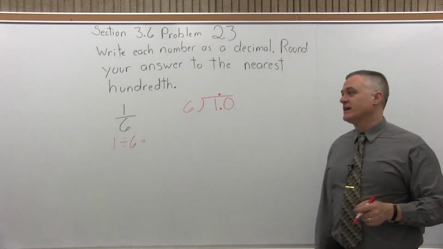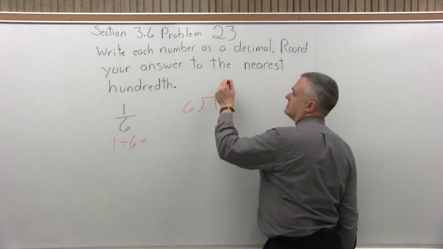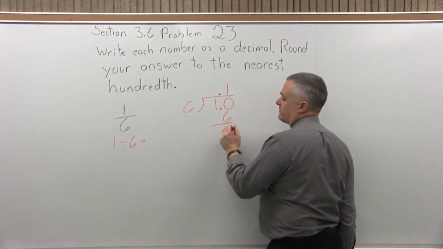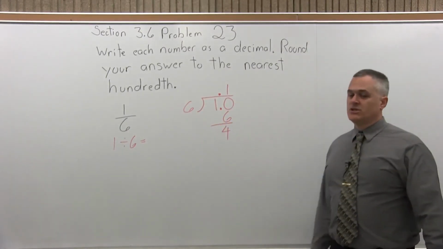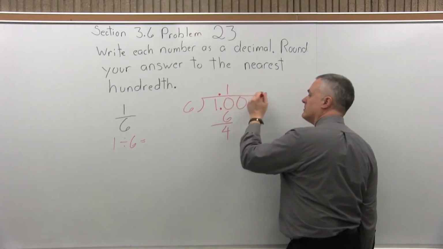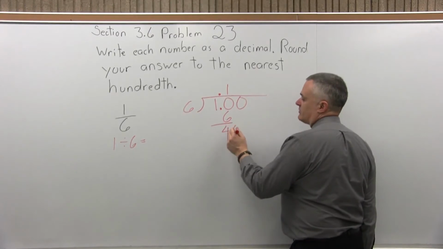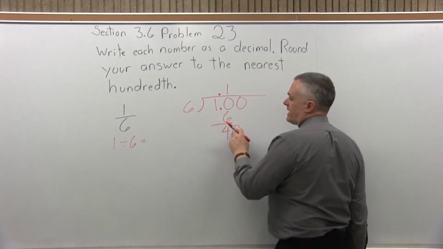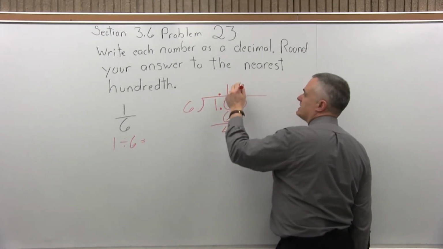So 6 divides into 10 once. 1 times 6 is 6. 10 minus 6 is 4. So it didn't go in evenly. So I add another 0 in the top and pull it straight down next to the 4. So I write it as a 40. 6 will go into 40 how many times? Well, 6 times.